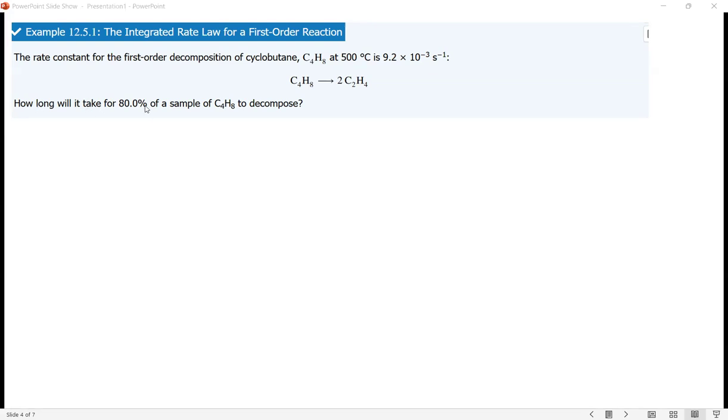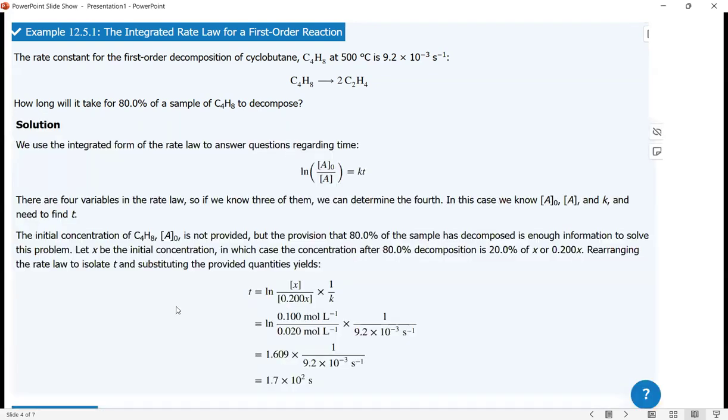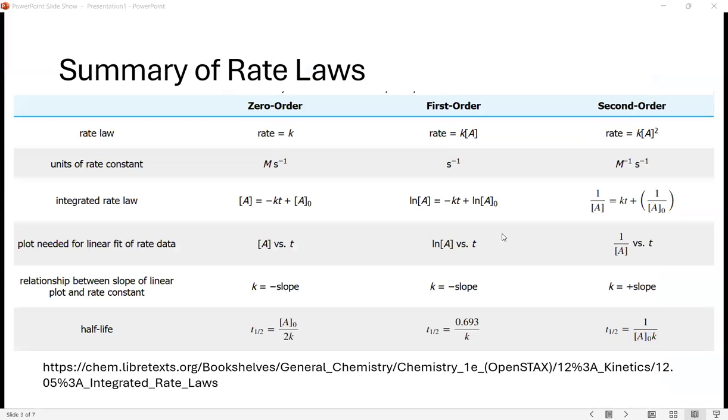How long will it take 80% of the sample to decompose? If you look at the solution on that website, it gives you a different form, and this can be a little surprising, but all they're doing is rearranging. We had A and we have A naught, and if we go back to the other slide, first order is over here. So we would subtract and have ln A minus ln A naught equals minus kt.